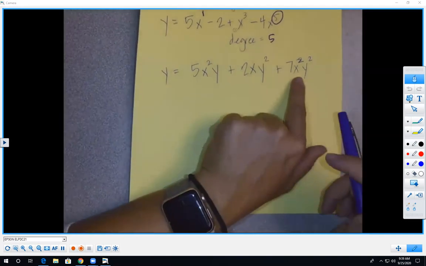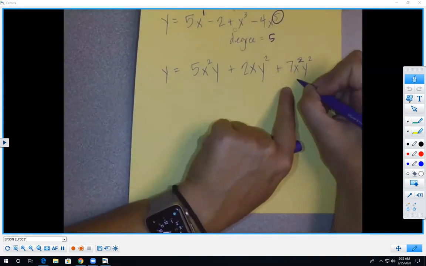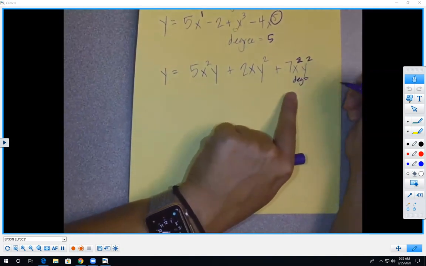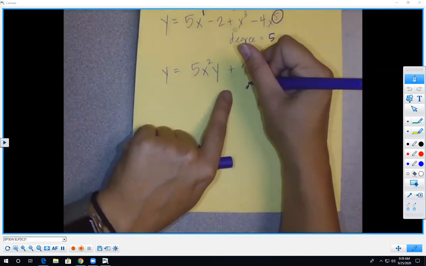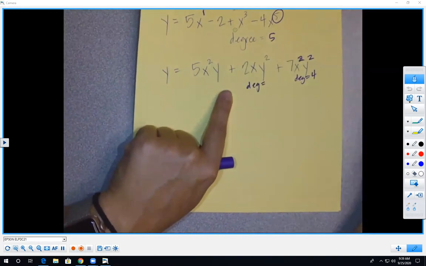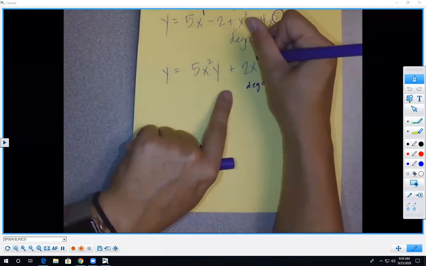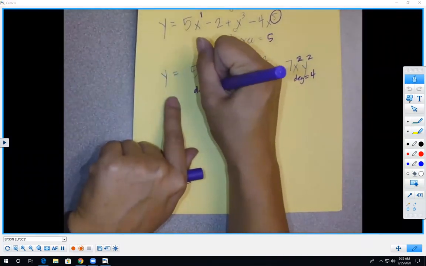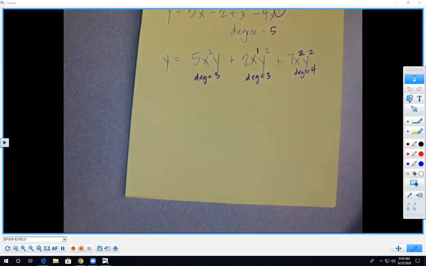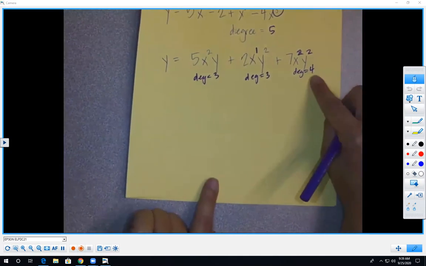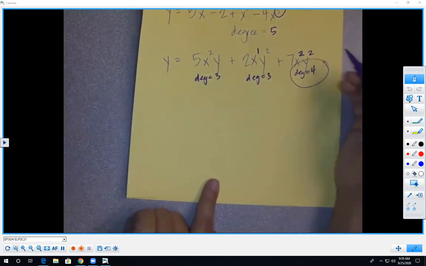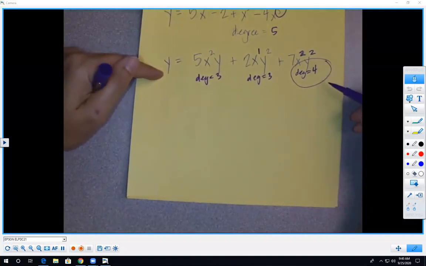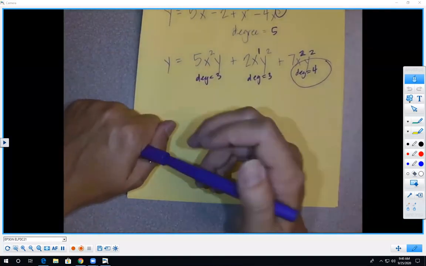Let's start on this last one. What's the degree of this term right here? Squared plus squared, 2 plus 2 is 4. What's the degree of this middle term? 3, because that x has a 1 on it. 2 plus 1 is 3. What's the degree of the first term? 3. So what's the degree of this equation? 4. So that's a situation where you need to know how to add it up, but this is not a polynomial, okay? So you're not going to be seeing these.